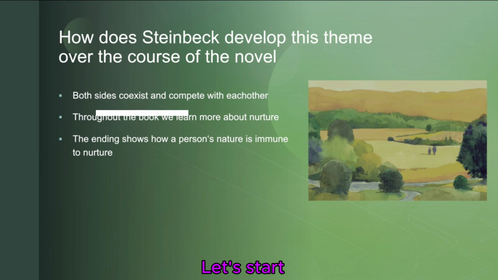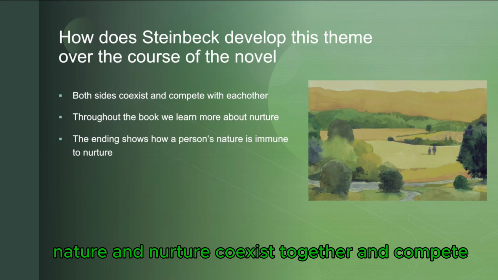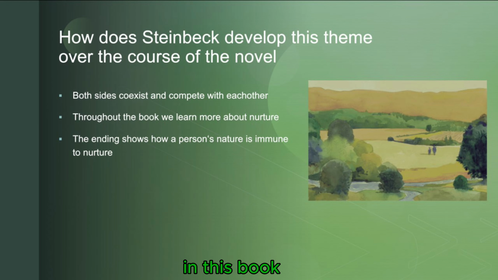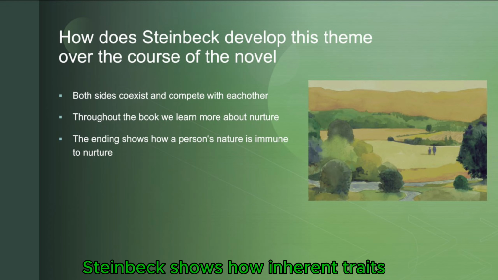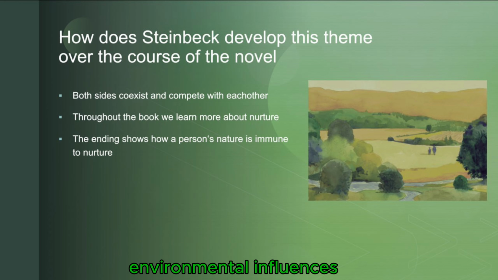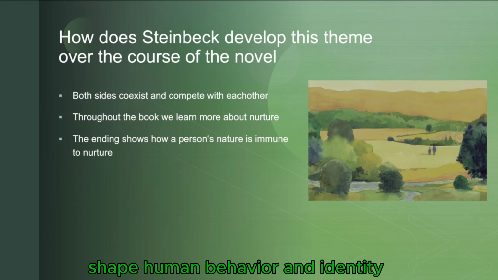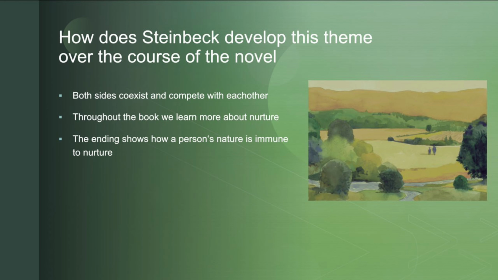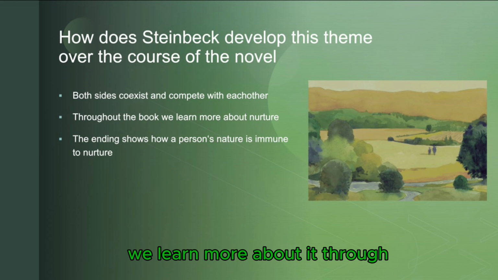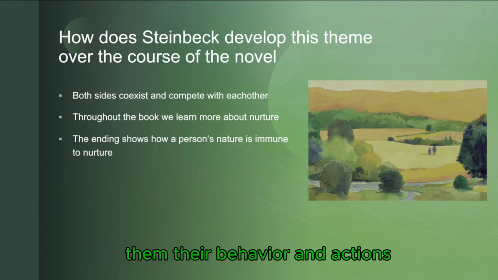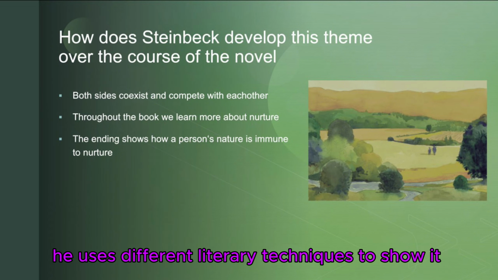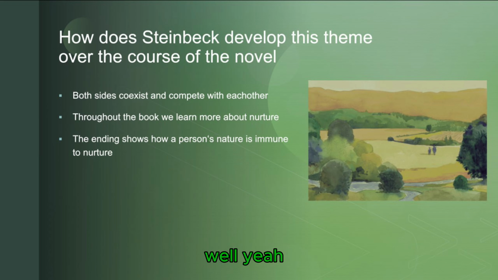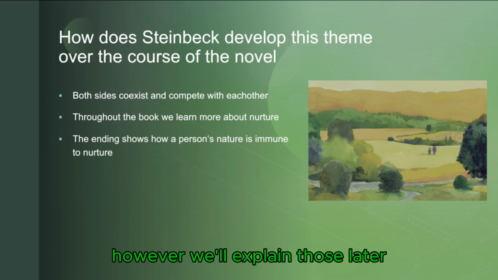Let's start. Nature and nurture coexist together and compete in this book. Steinbeck shows how inherent traits as well as environmental influences shape human behavior and identity. True, the theme is developing throughout the whole novel. That's right. We learn more about it through characters and description of them, their behavior and actions. He uses different literary techniques to show it. Well, yeah, however, we'll explain those later.